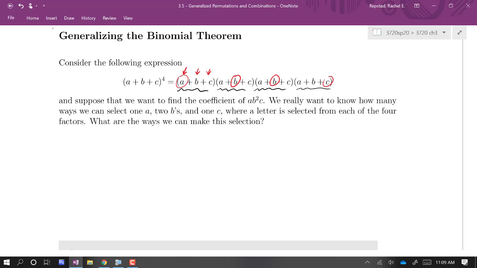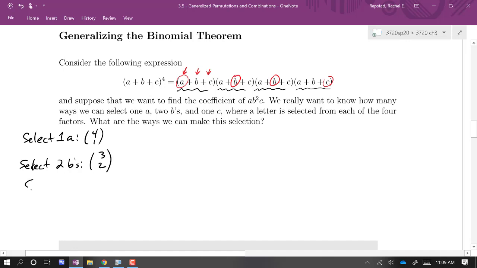So the ways we can make this selection are, we're going to select 1 a. So there's 4 factors. I'm going to pick which of these 4 factors I'm going to select the a. That's 4 choose 1. That leaves 3 factors left. I'm going to select next the 2 b's. So there were 3 factors left. I'm going to choose the 2 factors from which I select the b's. And then I'll select 1 c. And by then, there's only one factor left that I can choose.